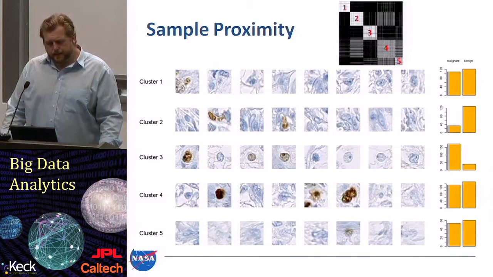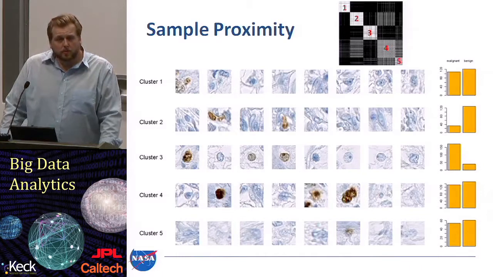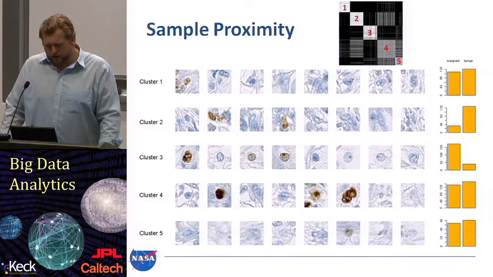So what you see here is, for every cluster, you have a row, and you see a number of cell nuclei randomly sampled from these 500 cell nuclei. And on the right side, you see the class distribution between malignant and benign, cancerous and non-cancerous.